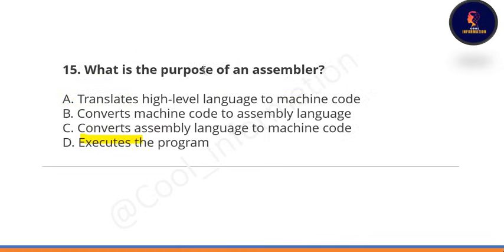Next question. What is the purpose of an assembler? Option A is translate high-level language to machine code. Option B, converts machine code to assembly language. Option C is converts assembly language to machine code. And last option is executes the program. Correct option is option C, which is converts assembly language to machine code.